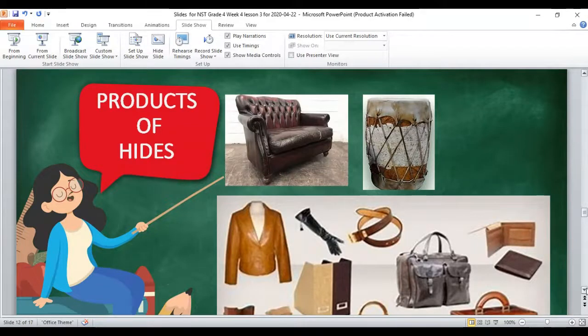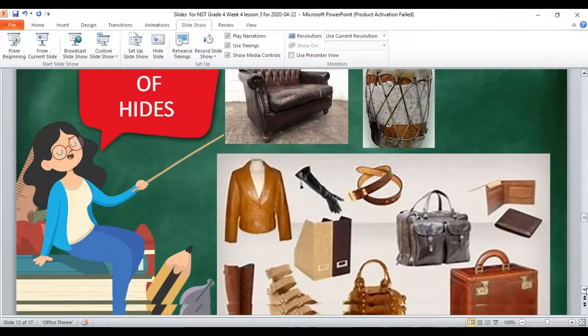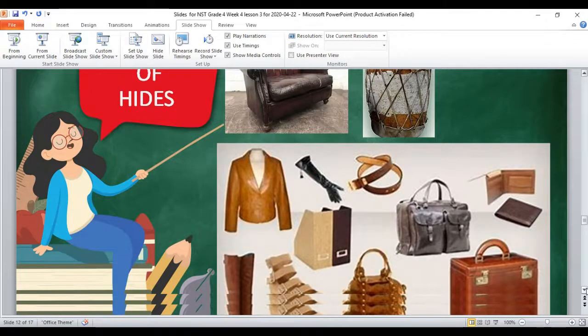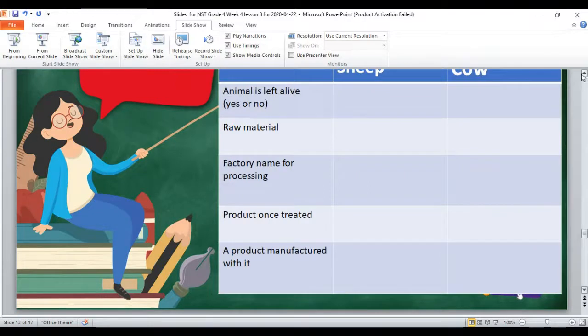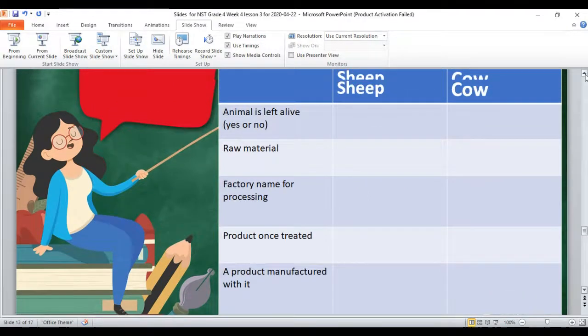Now we come to the other products. Here you can see the leather jacket, and belts, bags, wallets, boots, shoes, vanity case, and a lot of other products, and even the ones that are not here but made from leather. They are products of leather as well. So those are the products of leather or hides. Now, I'm coming to another part where I'm going to ask you another question.